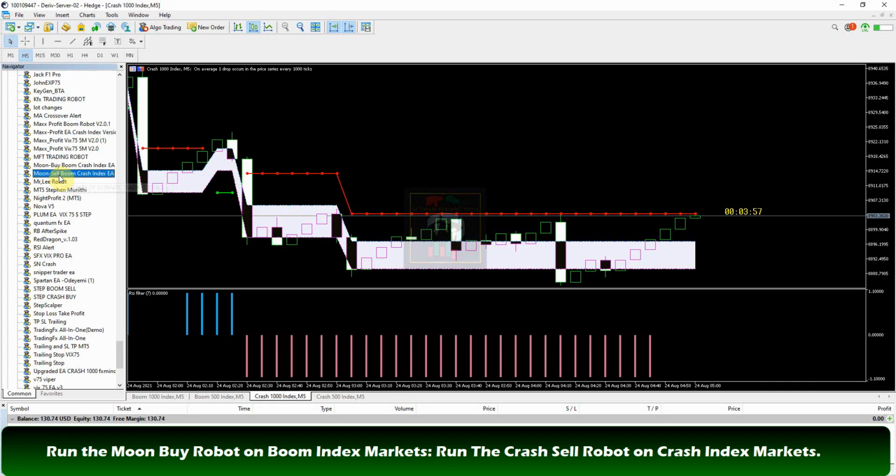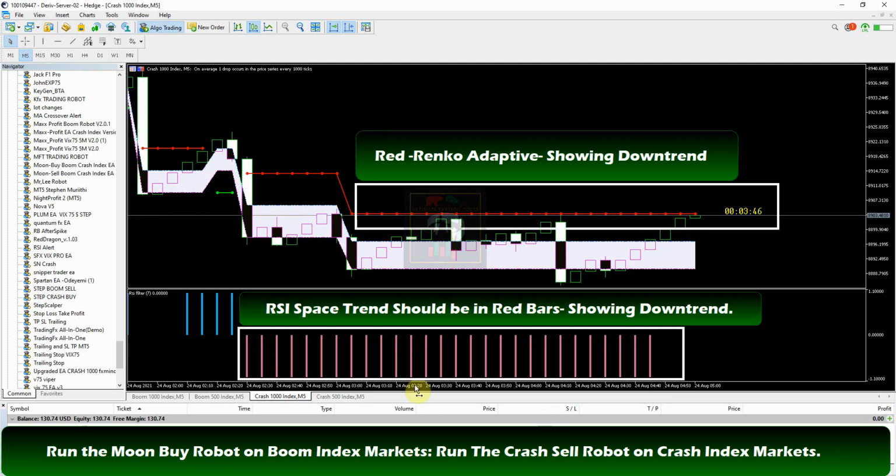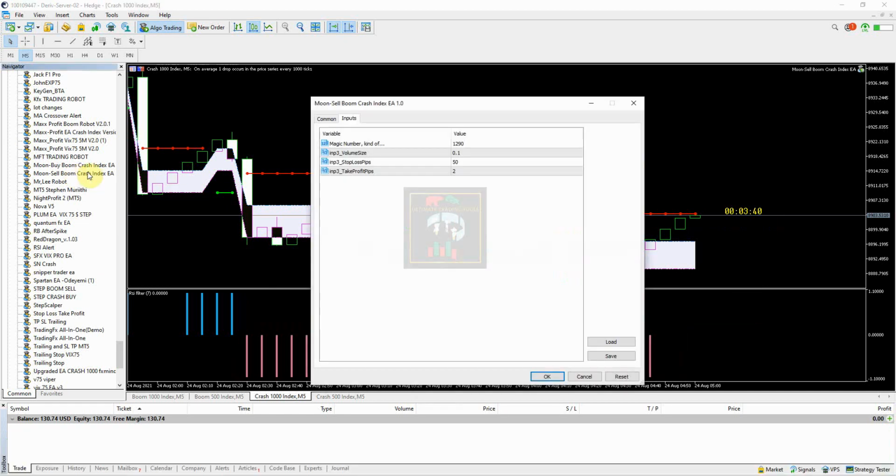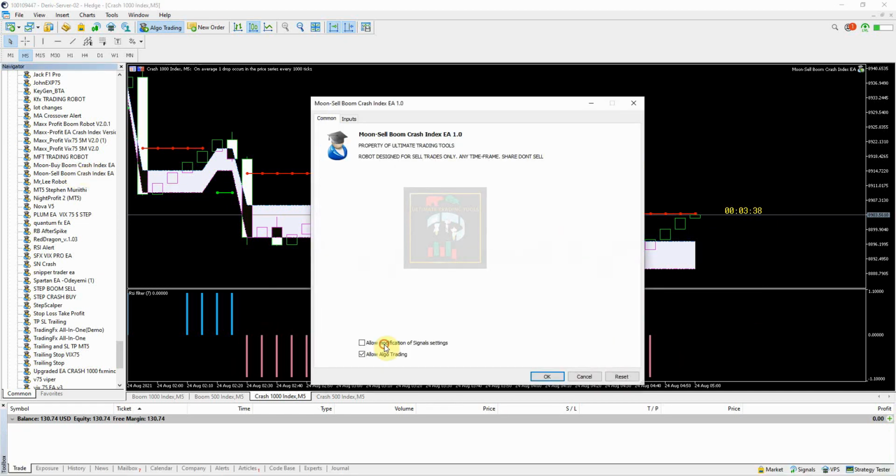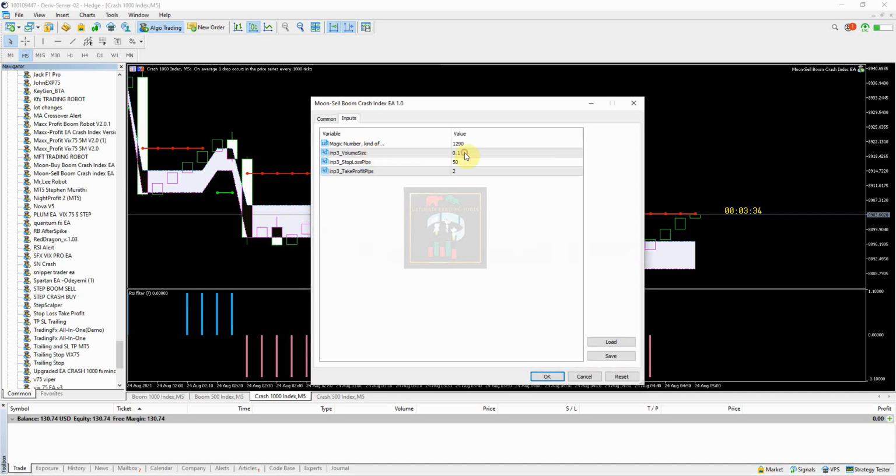On this strategy you attach the Moon Buy robot to boom index markets and the Moon Sell robot to crash index markets. You run the robots in the direction of the spike. On the crash index market, for example, the Renko trend adaptive should be red and the RSI space trend filter should be red, showing downtrend momentum. Run the bot at the resistance level of the crash index market. Avoid running the robot at the support level of the crash index market.